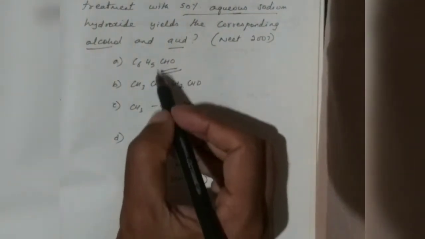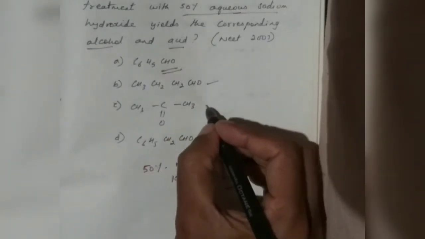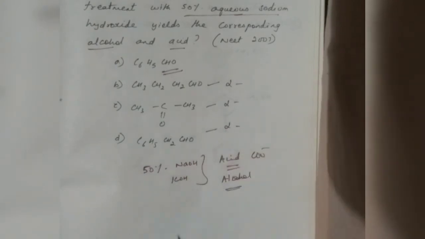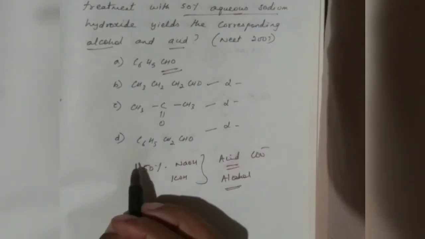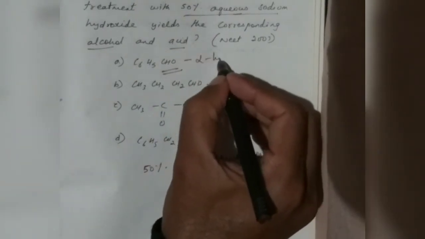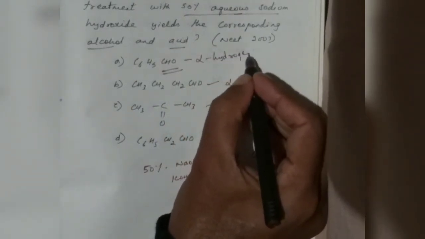And we know about these compounds, all of B, C, D. In all cases, we got alpha hydrogen. But the Cannizzaro reaction will take place only where alpha hydrogen is absent. So only in this case, alpha hydrogen is absent.